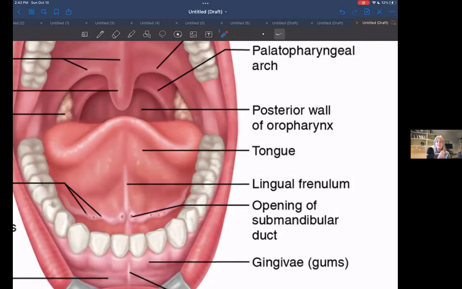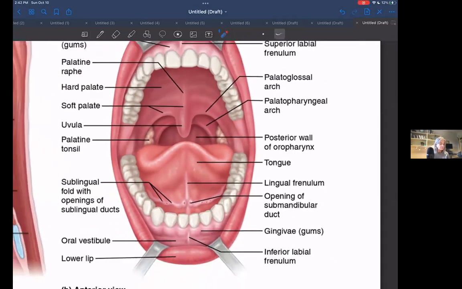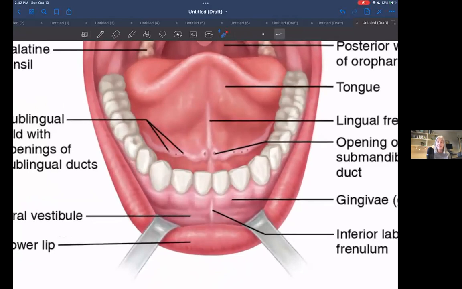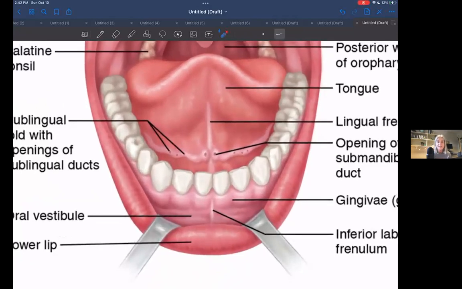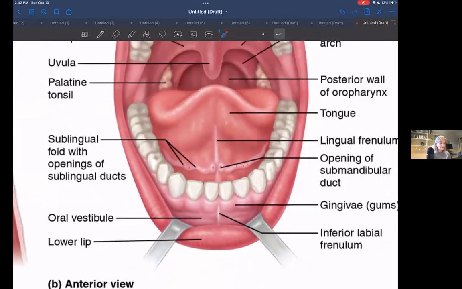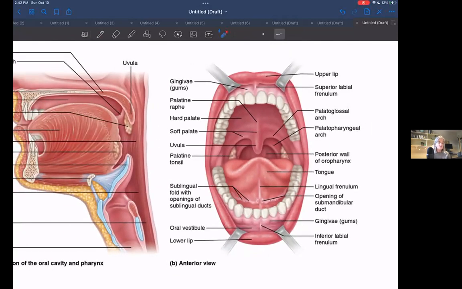So sometimes babies have to have that lingual frenulum cut so that they are no longer tongue-tied. You'll also notice that we have a frenulum that attaches to the lips, top and bottom. It is a little piece of tissue, which is also called the labial frenulum.